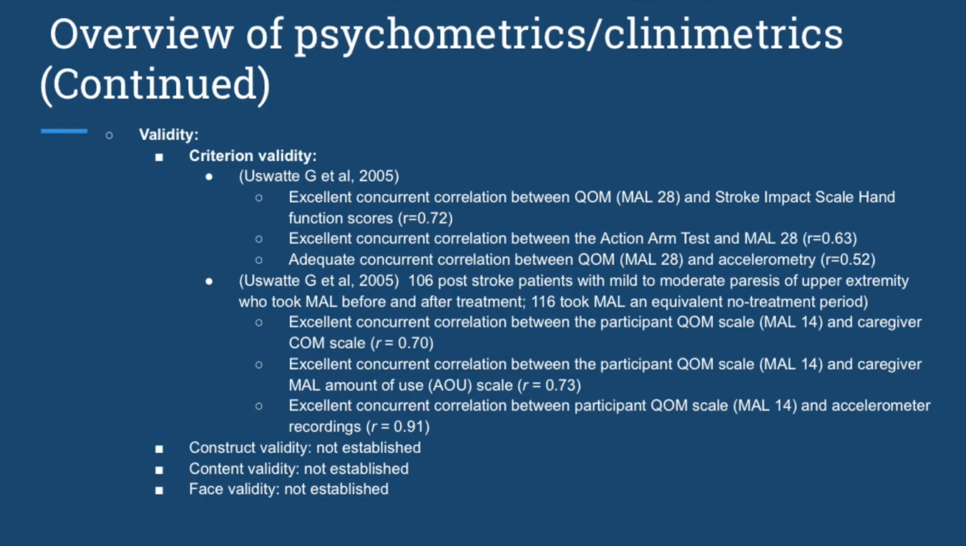For criterion validity, there was excellent concurrent correlation between the how well scale and the stroke impact scale hand function scores. There was also excellent concurrent correlation between the action arm test and the motor activity log, and an adequate concurrent correlation between the how well scale and the accelerometry. When comparing clients' and caregivers' scores within a research study, there was excellent concurrent correlation between the participants' how well score and the caregivers' how well score. There was also excellent concurrent correlation between the participants' how well score and the caregivers' amount of use score. Also, there was excellent concurrent correlation between the participants' how well score and the accelerometer recordings. Lastly, there was no established construct validity, content validity, or face validity.